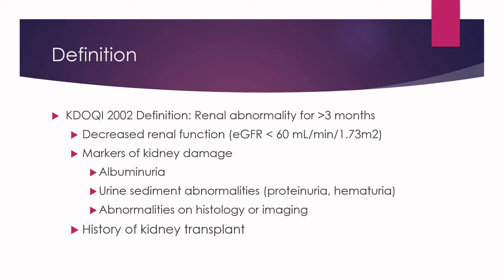So the definition from 2002 from the Kidney Disease Outcomes Quality Initiative Group, or KDOQI, defines CKD as any renal abnormality for greater than 3 months. This can be from decreased renal function, which is defined as an estimated glomerular filtration rate of less than 60 mL per minute per 1.73 meters squared, or markers of kidney damage, which can include albuminuria or other urine sediment abnormalities such as hematuria. It can also include abnormalities on histology or imaging, for example, polycystic kidney disease, and patients with a history of kidney transplant.